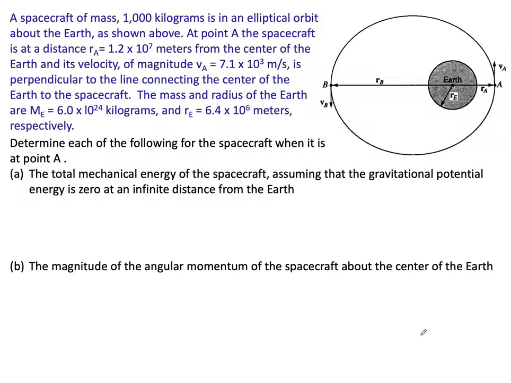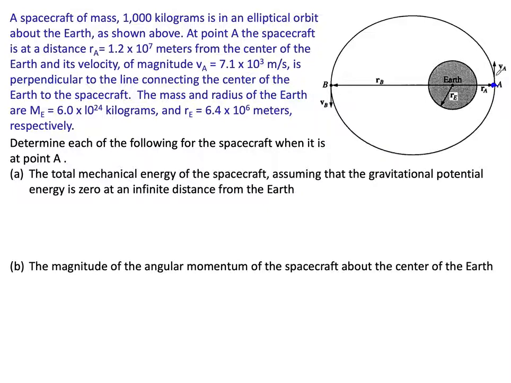I want to show you an AP problem that involves angular momentum. We've got a bunch more in this chapter. In a normal AP year, there is a very high probability of a problem involving angular momentum. But let me show you this one real quick. A spacecraft of mass 1,000 kilograms is in an elliptical orbit about the Earth as shown. At point A, the spacecraft is at that distance and has a magnitude of velocity of that. The mass and radius of the Earth are that and that respectively. Determine each of the following for the spacecraft when it's at point A. In other words, when it's right here.